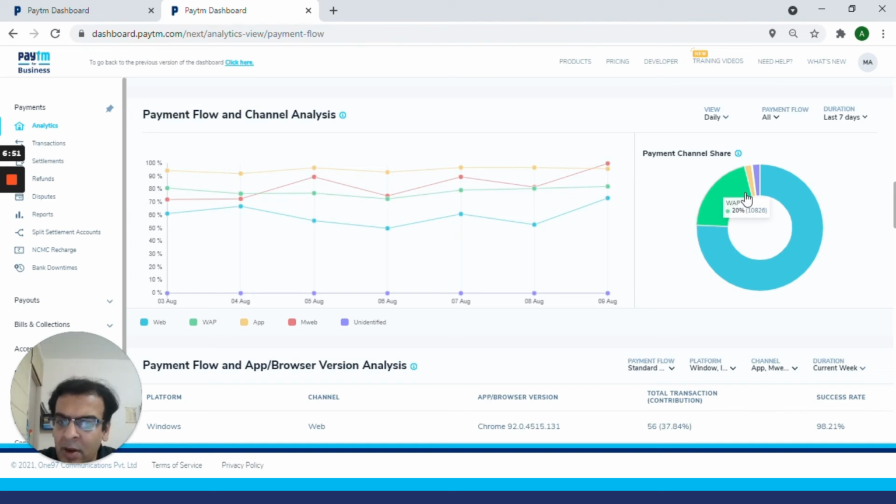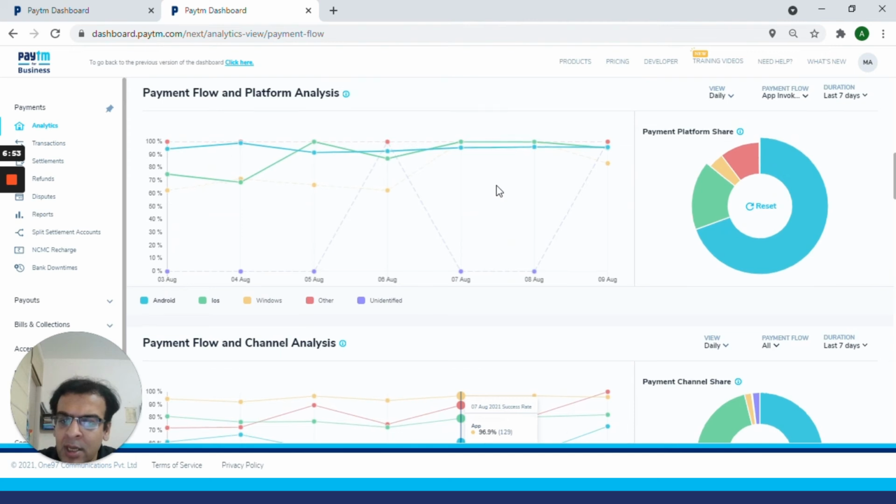The major benefit of these two widgets is that you are able to make a product roadmap using them, that is, which platforms and which channels I should be focusing on, basis the percentage transaction share of these platforms, and the success rate performance of these platforms and channels. You can build features accordingly.